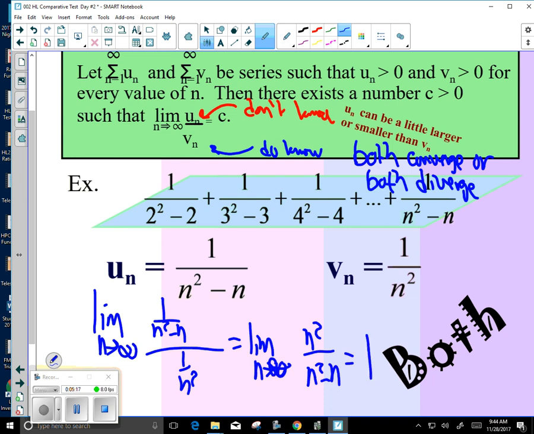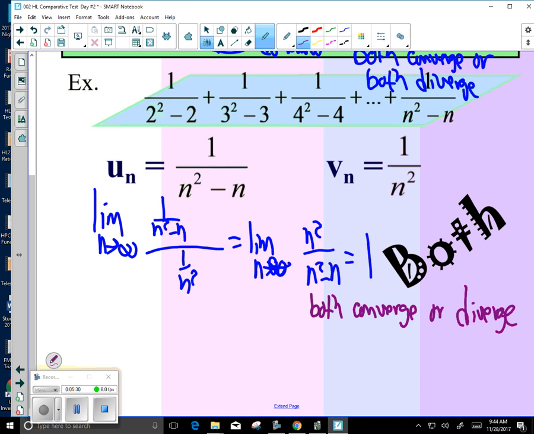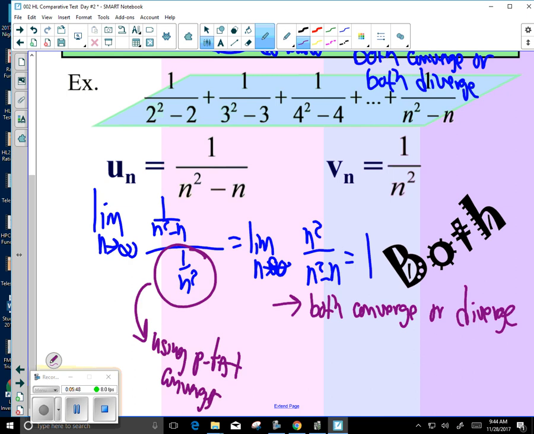And that's a constant. And that tells me, using this comparison test, that both converge or diverge. Otherwise, you don't know. If you get 0 or infinity, you really don't know. Then what I would do is I would say, oh, using p-test, it converges. So if this one converges, then the other one, both are going to converge.